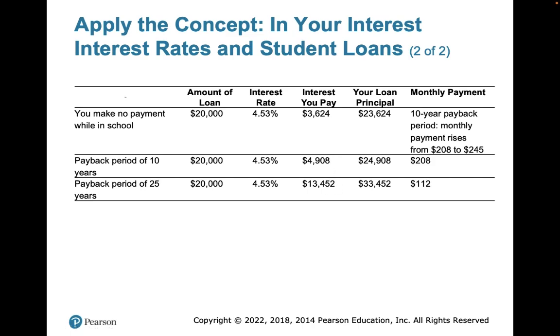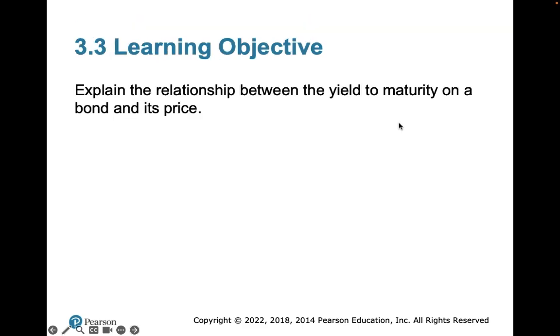Okay, you have your loan principal of 33,000, and your monthly payment is going to be this. If you look at this, the monthly payment is less, and your loan principal is going to be bigger, which is 33,000, and for this it's going to be 24,000. For this one, you have to pay between 208 and 245.